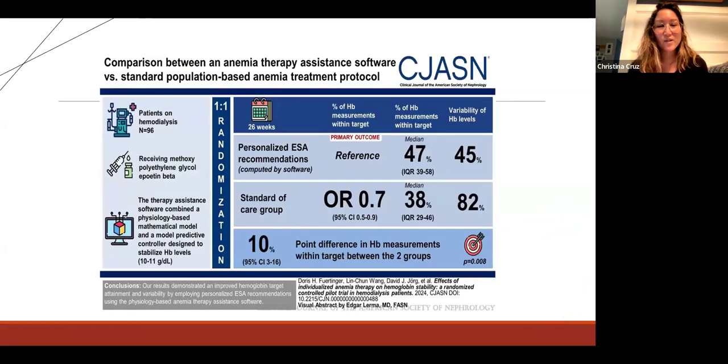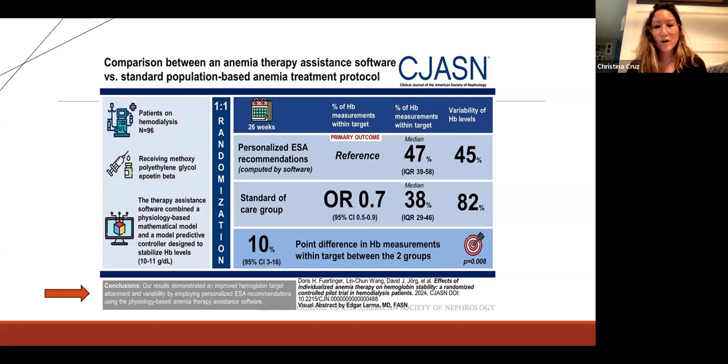So this was the final summary slide on the study, the comparison between the anemia-assisted software versus the standard population-based anemia treatment protocol used in Fresenius clinics. And as you can see, the conclusion was that the results demonstrated an improved hemoglobin target attainment and variability by employing personalized ESA recommendations using the physiology-based anemia therapy assisted program.